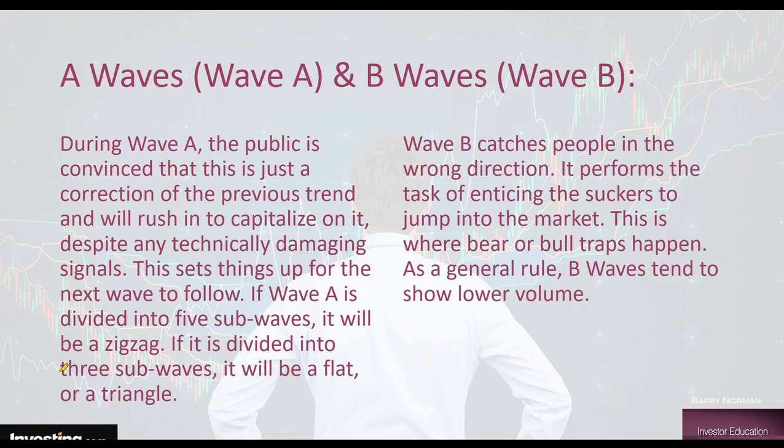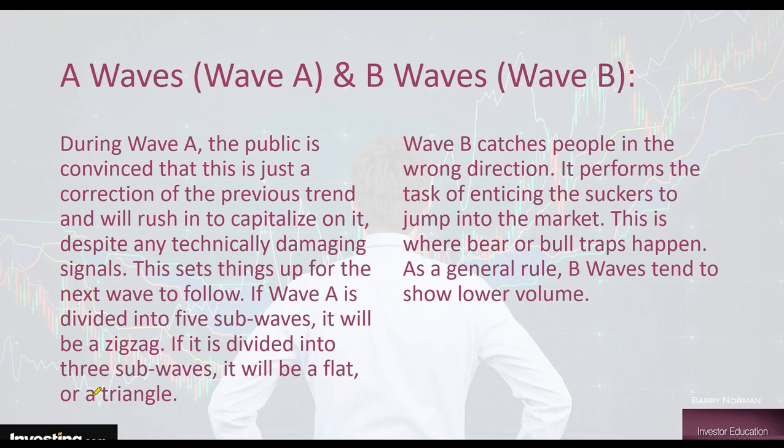Now, once we've hit the top of 5, we're going to expect the markets to start moving down into the corrective phase and go into A, B, and C. During wave A, the public is convinced that this is just a correction of the previous trend and will rush in to capitalize on it despite any technically damaging waves. This sets things up for the next wave to follow.